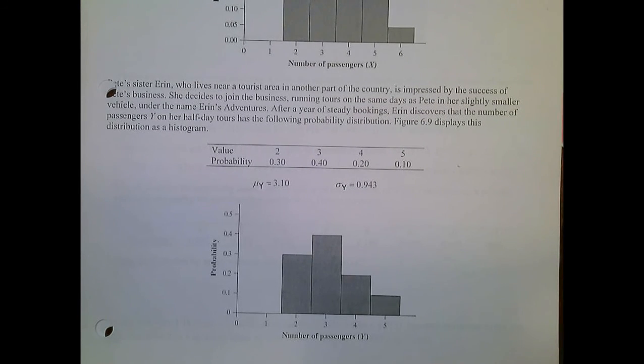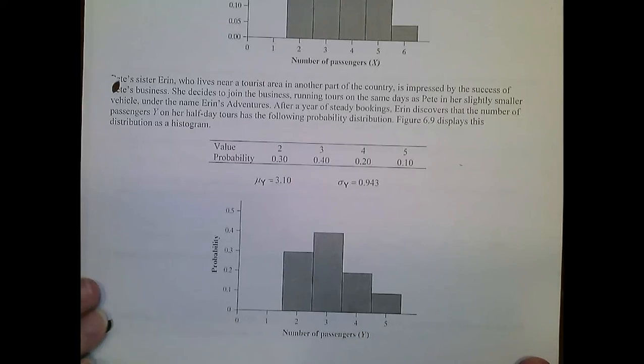So the probability of Erin having 2 passengers is 0.3, of 3 passengers is 0.4, for 4 passengers is 0.2, and for 5 passengers is 0.1.